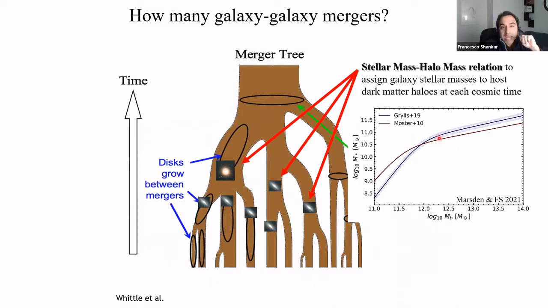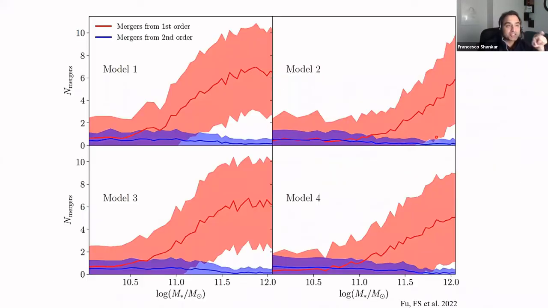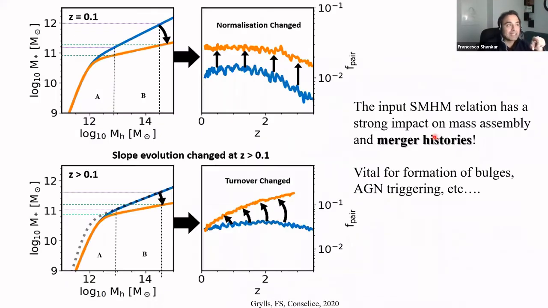So if you change your mapping between a stellar mass and halo mass, you do generate different merger histories for your galaxies. And the result is shown here. The explanation for this is detailed in this slide, but I don't want to go into the full details now. If you're interested, you can ask me later how this actually works. I don't want to spend too much time on this.